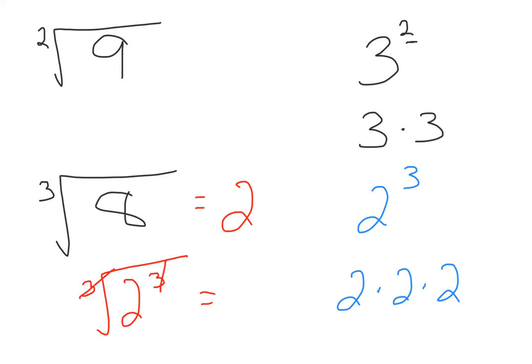So what number times itself is 9? Well, that would be 3. So in other words, do it in reverse. I can rewrite 9 as 3 squared. Then this way the index and the power cancel, leaving 3. Now you can do this on your calculator.